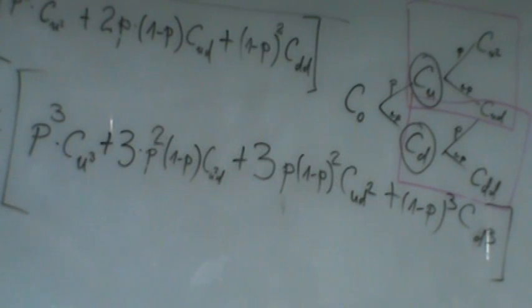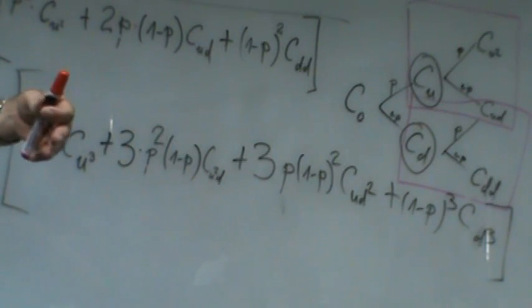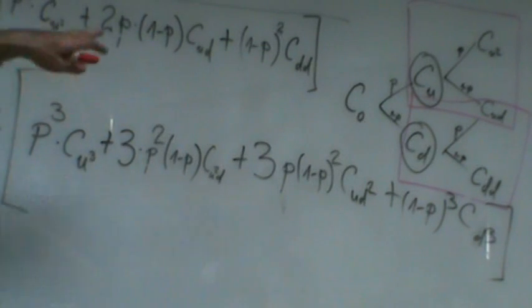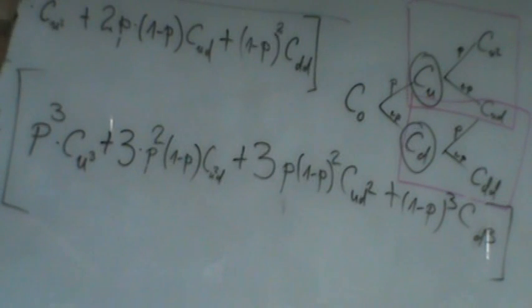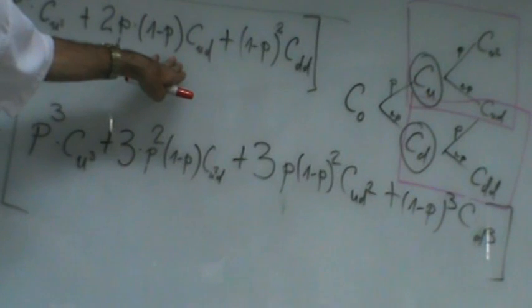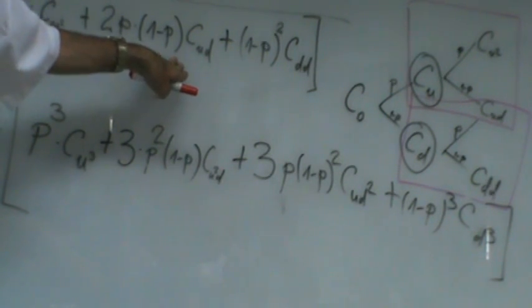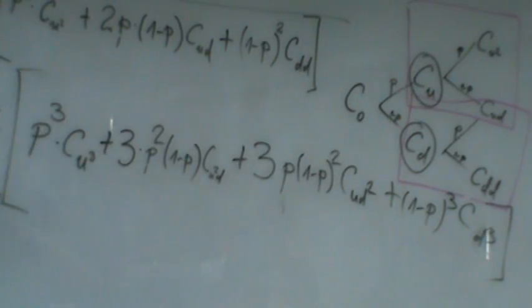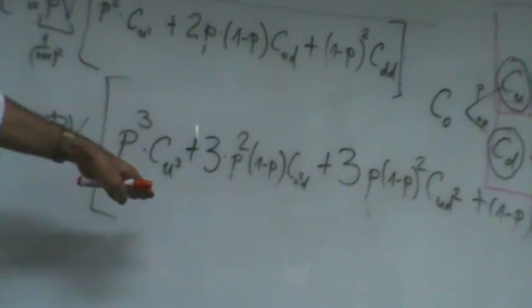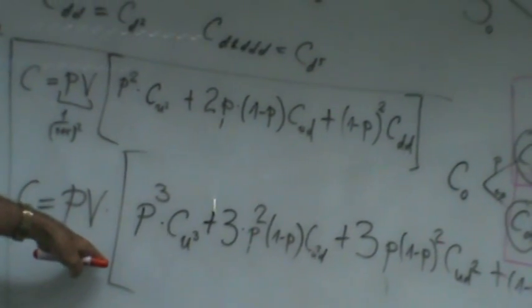So that's how you extend it. This becomes a binomial. The first one is called binomial to the first degree. This is binomial to the second degree. This is binomial to the third degree. And you can further expand if you want, 4, 5, 6. You can expand as many as you like in a similar manner. So this is a simple extension for a 3-period model.